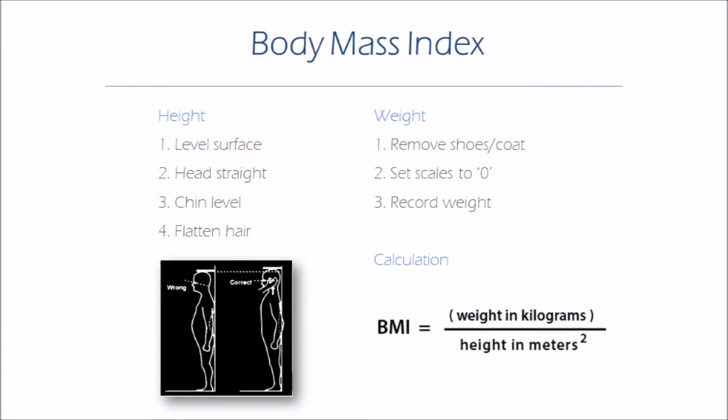To record a person's height, follow the steps on the slide. Ensure the surface is level and the person's head is straight, chin level and hair flat. Also ensure the person is standing up straight and not slouching. To record a person's weight, ensure they have removed their shoes and any heavy outer clothing such as a coat. BMI is calculated using the equation on the screen. Divide the person's weight in kilograms by their height in meters squared. It may be useful to have this equation printed out at the station for your volunteers to refer to.